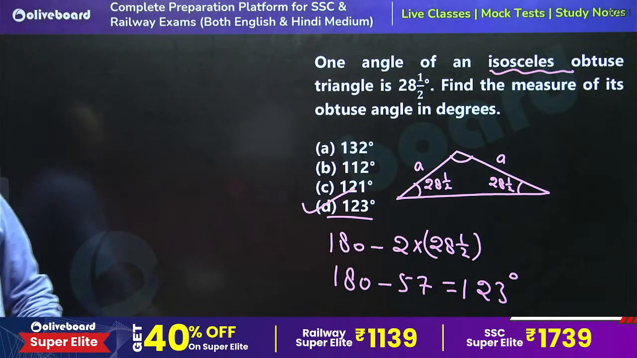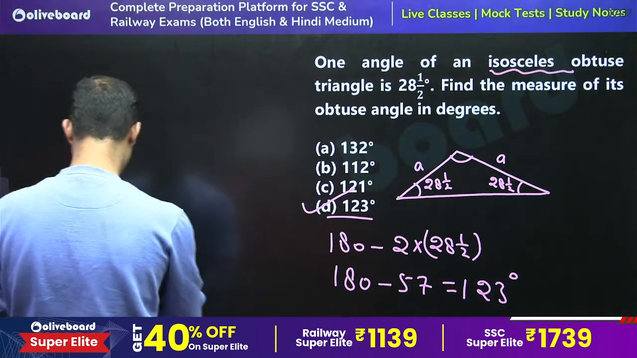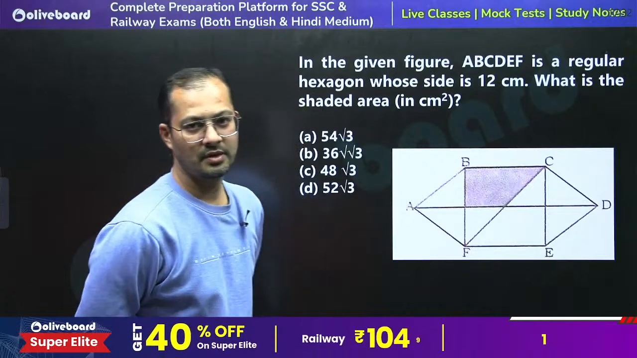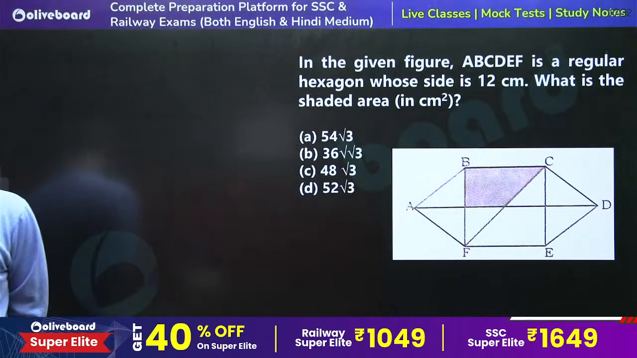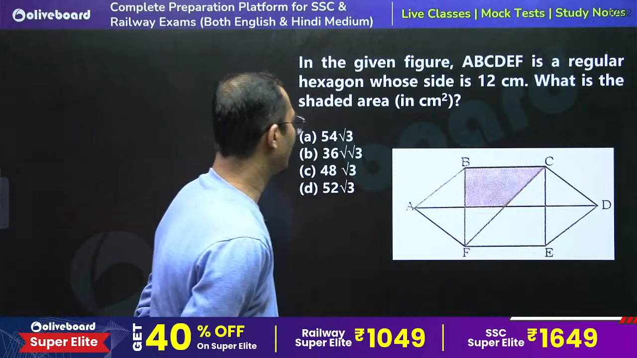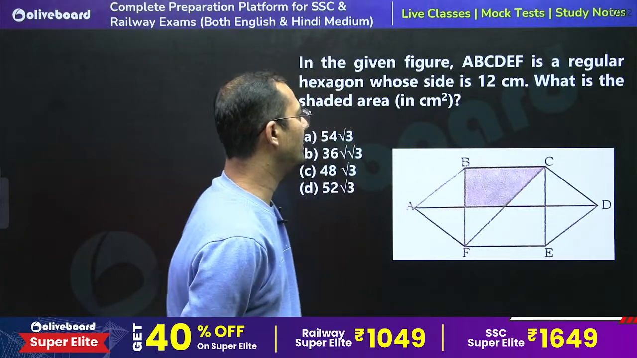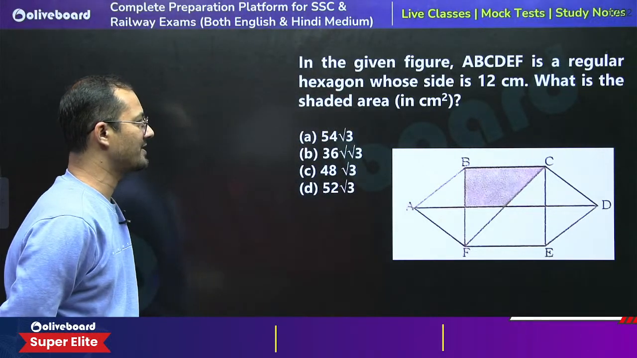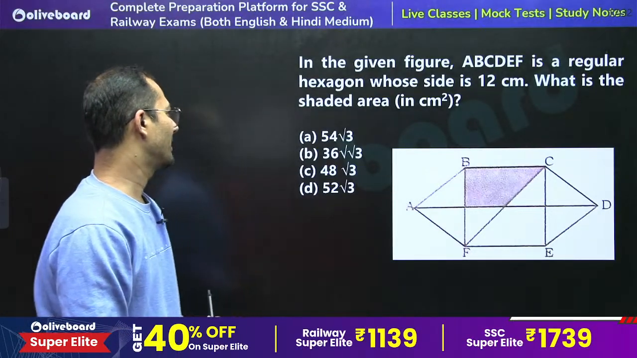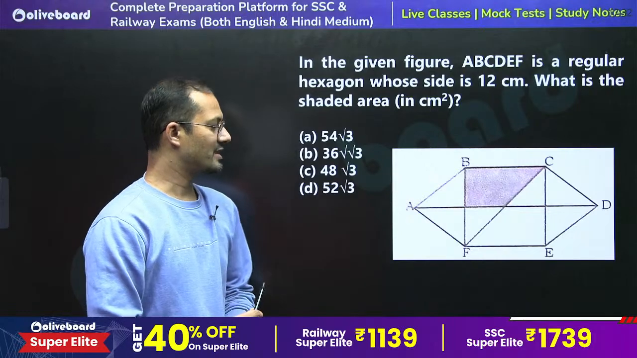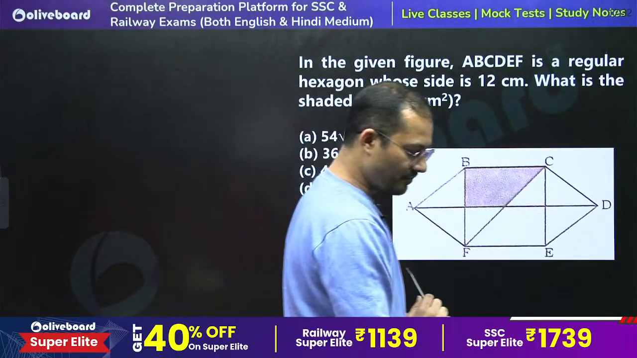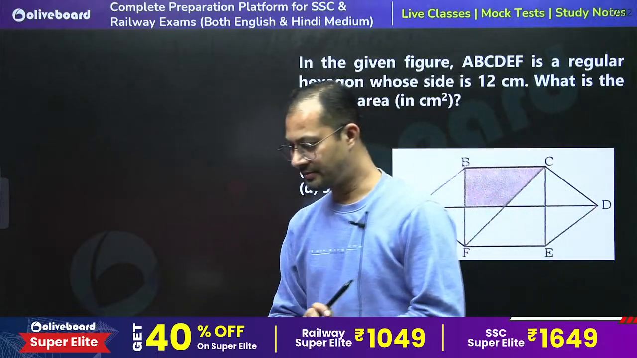So 123 is the right answer, right? So moving forward, tell me what is the answer of this question. In the given figure, ABCDEF is a regular hexagon whose side is 12 centimeter. What is the shaded area? Come on, everyone.